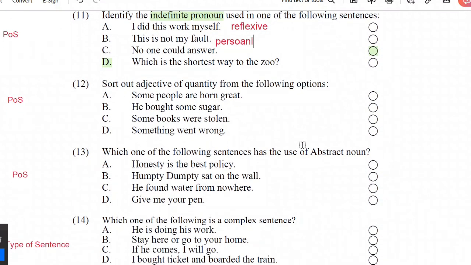Again, this has come from adjectives, and adjectives come under parts of speech, so you have to prepare parts of speech in detail. The first one is sort out the adjective of quantity from the following sentences. First one is some people. Some people does not come under adjective of quantity because we can count people but they are not measurable. He bought some sugar. This is an example of quantity. The next one is some books. Again, this is not the example. And the last one is something went wrong. It is also not the example. So this is the right option.